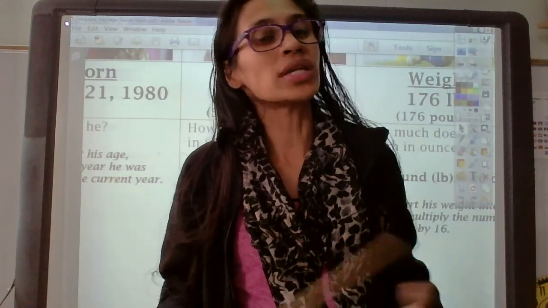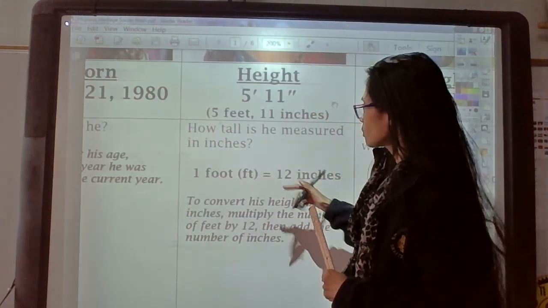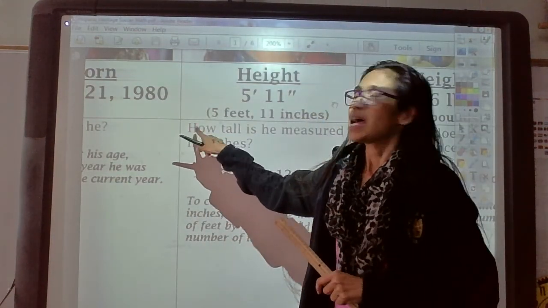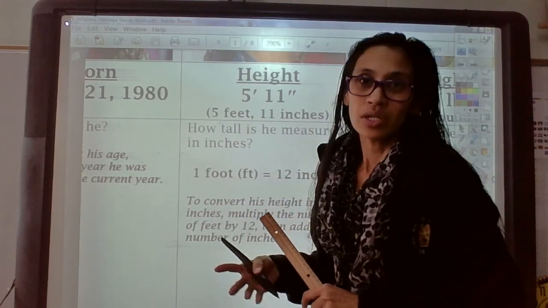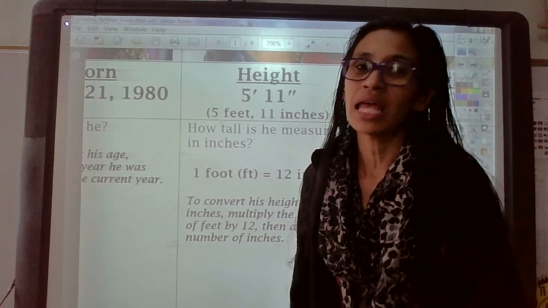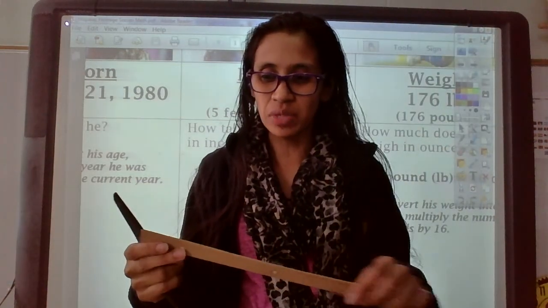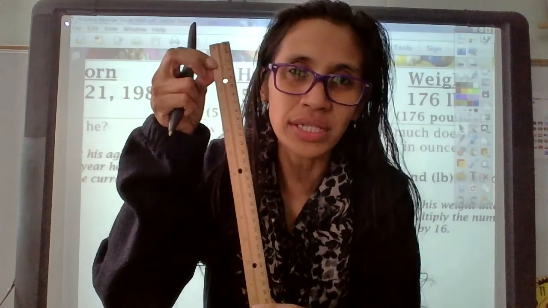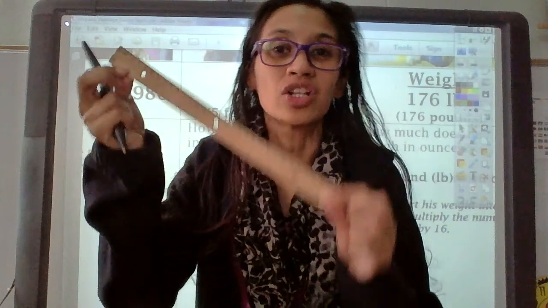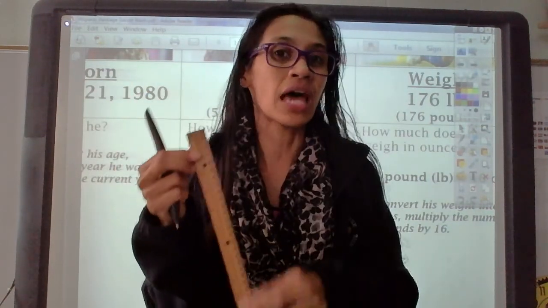Okay? So let's look at the first question on this part of our work. The first question says, how tall is he measured in inches? Okay, please don't say 11 inches, because if your answer is 11 inches, that means he's that tall from right here to right here. Oh no, he's not that tall. He's a little bit taller than that. Remember, because he's 5 of these and then 11 more.